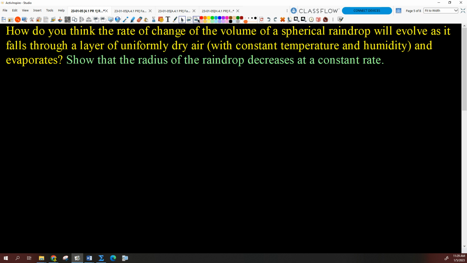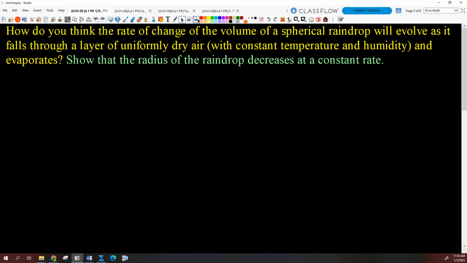Say it again. The shape's going to stay the same. It's going to stay a sphere, right? But I'll tell you what, never mind that last question. We'll just see what happens. Okay, so we want to show that the radius of the raindrop decreases at a constant rate with time. Okay, that's our goal. How could I do that? They don't really give me much here, do they?